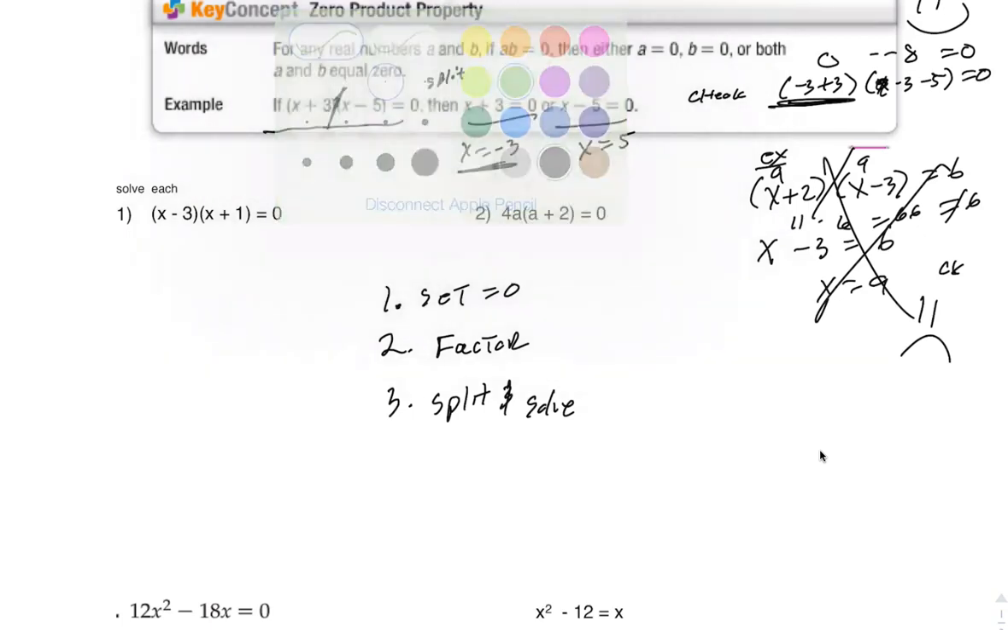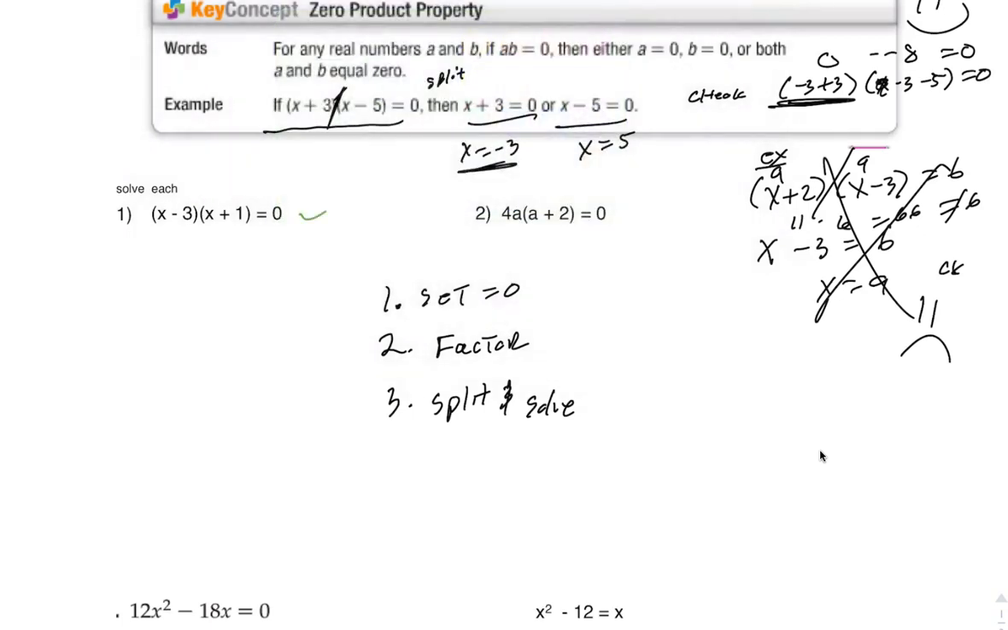Looking at it, it's already set equal to 0, check. Now we've got to factor. Well, it's actually already factored. So all we've got to do is split and solve it. x minus 3 equals 0, x plus 1 equals 0, x equals 3, and x equals -1. You guys check your work. When you plug 3 in, you get 0. 0 times anything equals 0, so it works. Plug in -1, 0. 0 times anything equals 0, so it works. That's why the zero product property is so powerful.